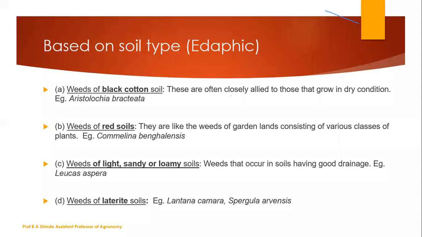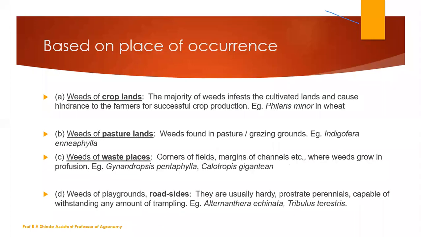Then our next classification is on the basis of the place of occurrence: the weeds of the cropland, the weeds of the pasture land, weeds of the wastelands, and the roadsides or avenues. The weeds of the croplands: the majority of weeds infest the cultivated lands and cause hindrance to the farmers for successful crop production.